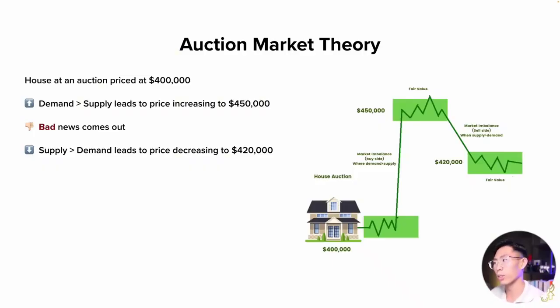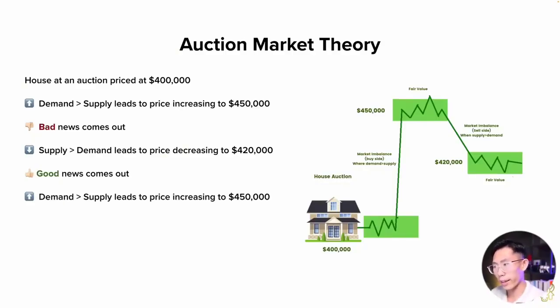However, let's say later on, good news comes out again. If you buy this house, you get a nice Tesla for free. Buy one, get one free. This is obviously not real, but let's say it's real. Later on, good news comes out, and this causes the price to increase back to $450,000, right? Because now there are people who are more interested in the house, and demand exceeds supply once again.